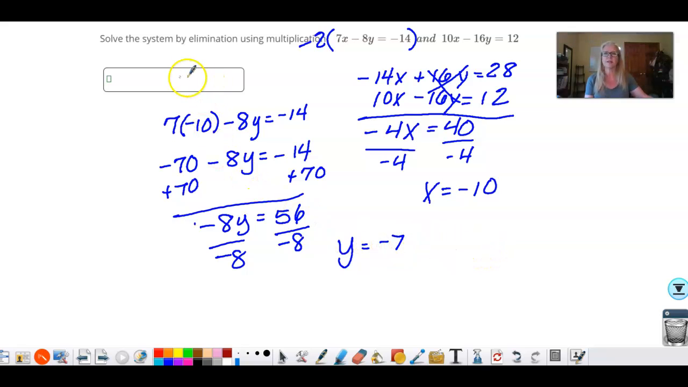So when you input your answer, you're going to do it with a parenthesis. The x coordinate goes first, a comma, and then the y coordinate. No spaces. Ready for the next one?